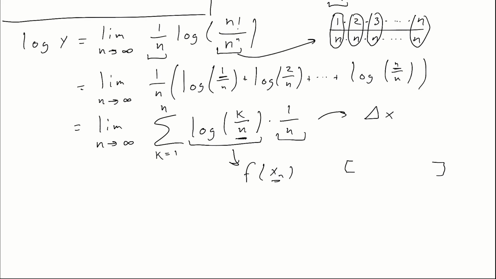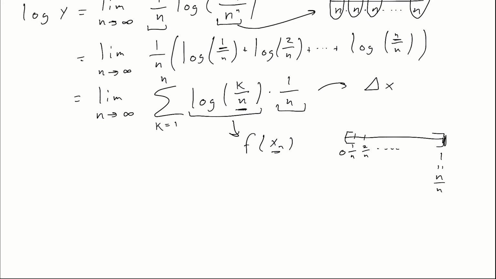And these points partition the interval. Well, let's see. 1 over n up till n over n. It looks like they go from the points 0 to 1, right? If n is big, then 1 over n would be here, 2 over n would be here, and then, of course, n over n would actually be 1. So if you look at it as a Riemann sum, what happens when the number of partitions goes to infinity and delta x goes to 0? Well, that is exactly equal to the integral.